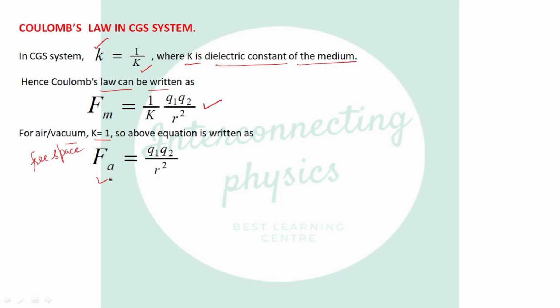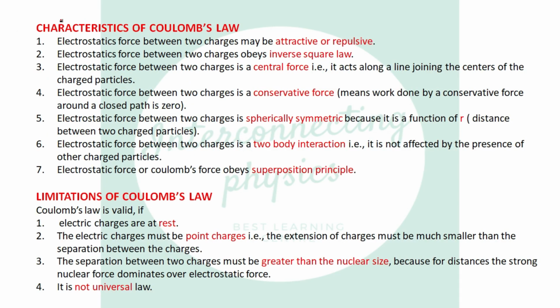So we write Fa, where a means air. The force between two charges when they are placed in air. If K is 1 for free space, we can write Fa equals Q1 Q2 over R square. So this was all about Coulomb's law in SI and CGS. Now let us discuss further characteristics of Coulomb's law.